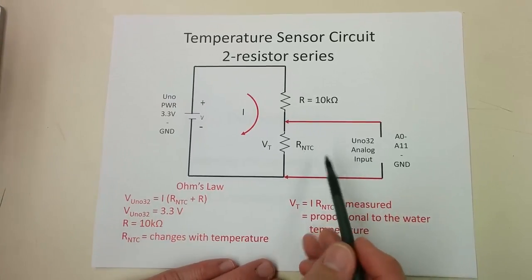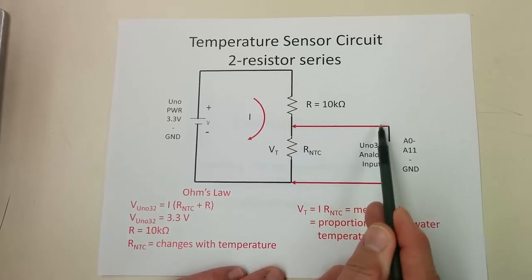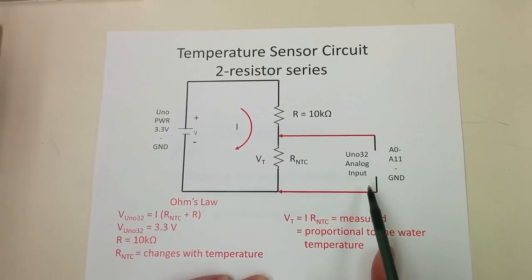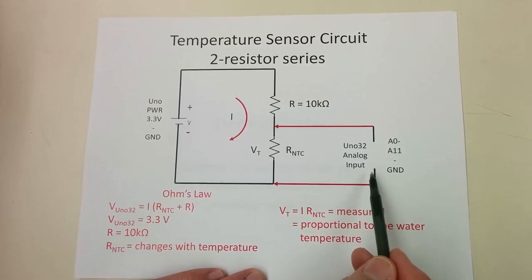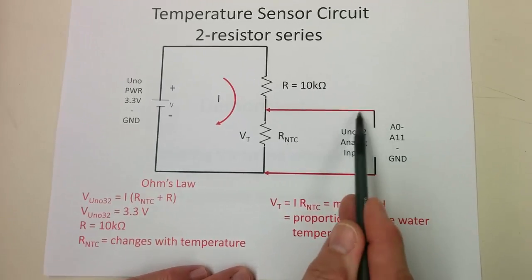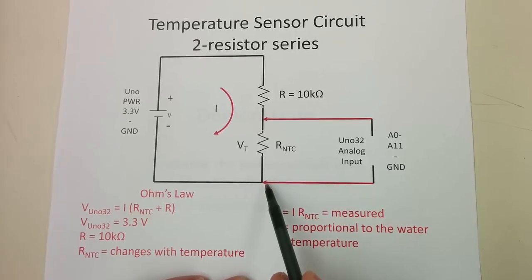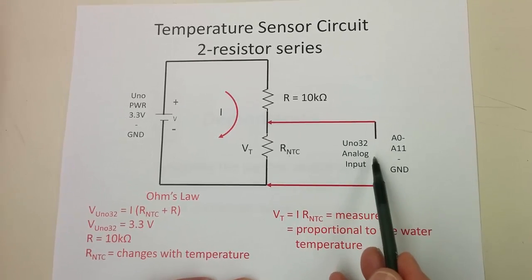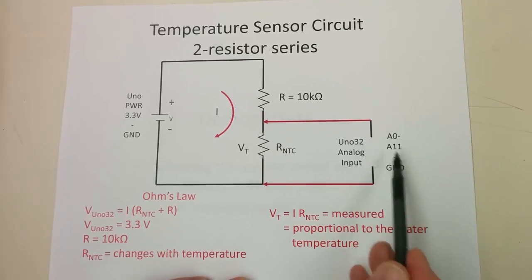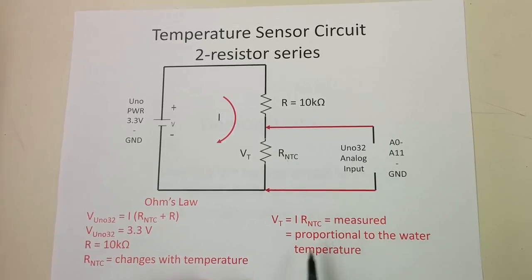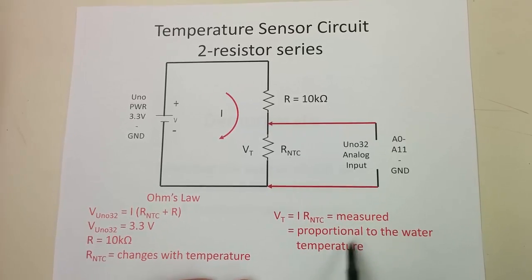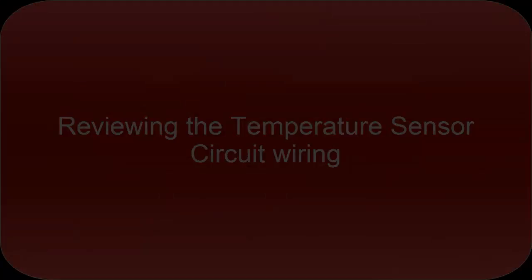Now this shows two pieces of the circuit. You notice we've got the arrows here showing that the UNO 32 is going to act like our voltmeter that we used in class to measure voltage, and so its wires will be connected across the thermistor, and we'll be reading the voltage input on one of the analog inputs of the UNO 32. Again, the voltage will be proportional to the water temperature.